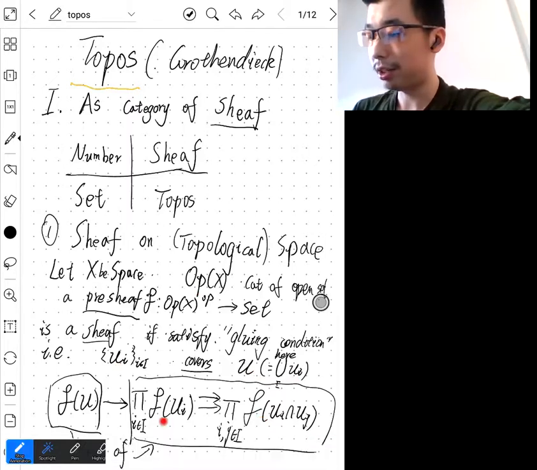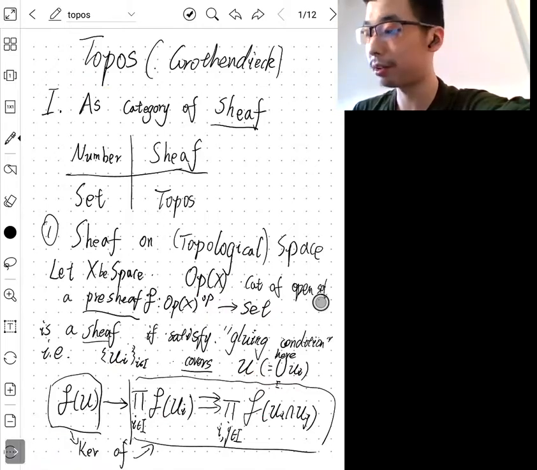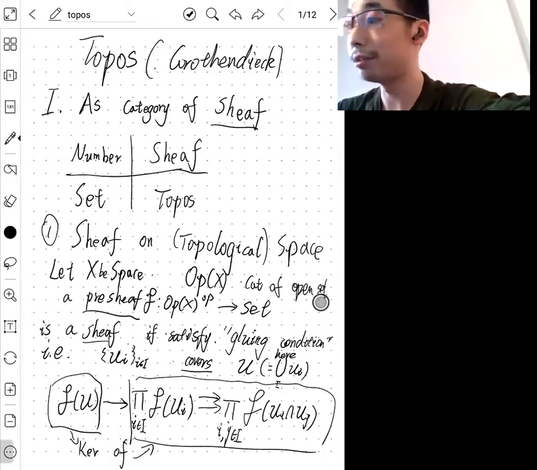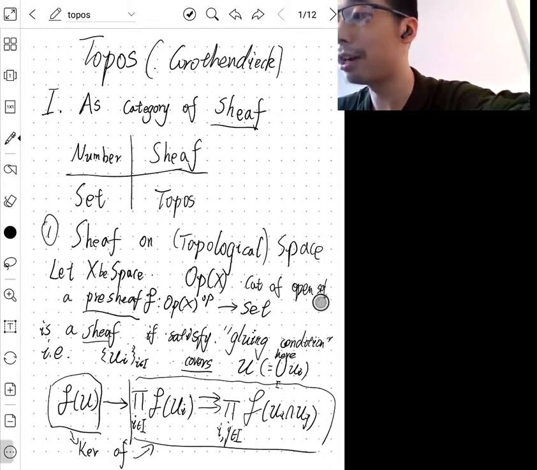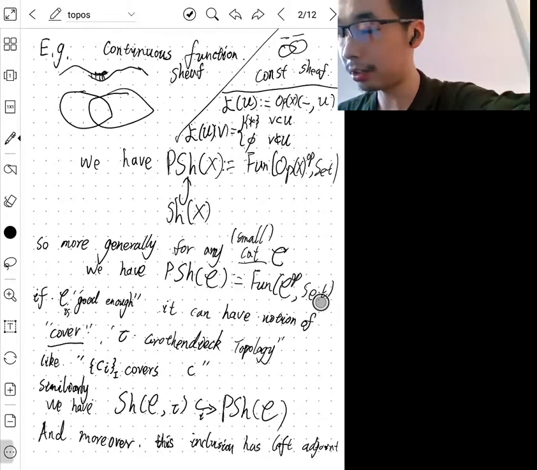The truth is, this is a kernel of this diagram. If this functor satisfies this condition, we call it a sheaf. That's the classical definition. So there are some examples.